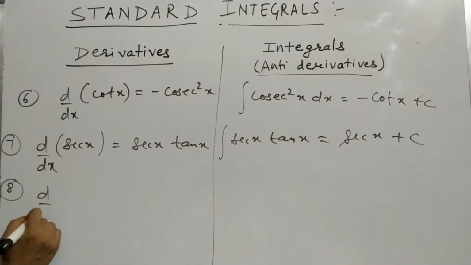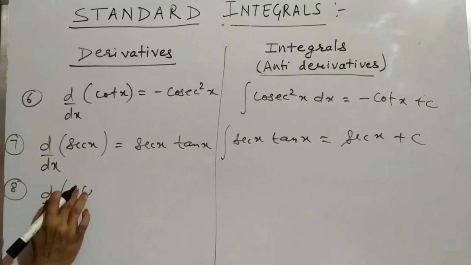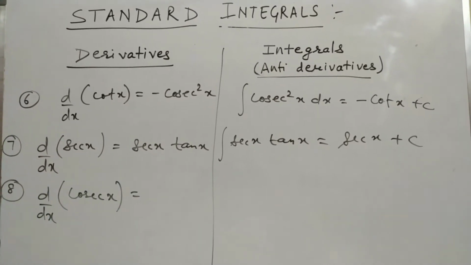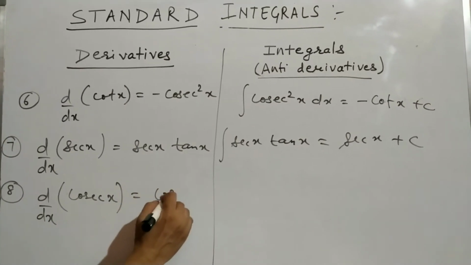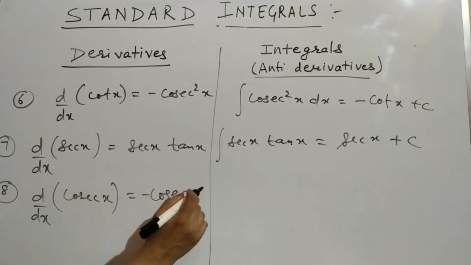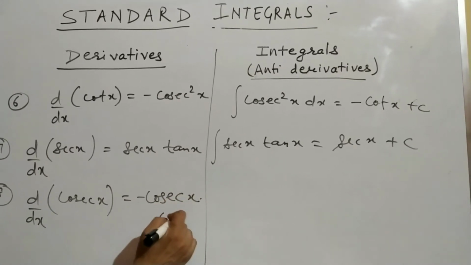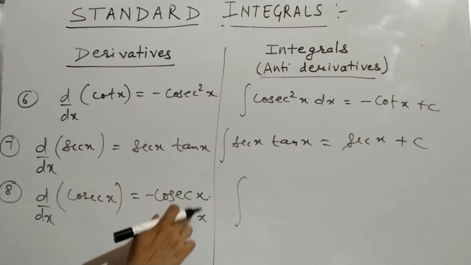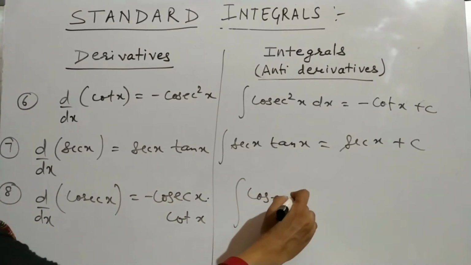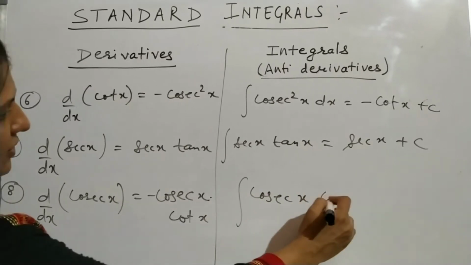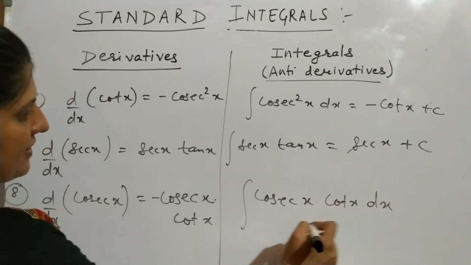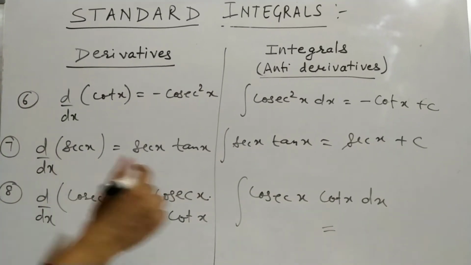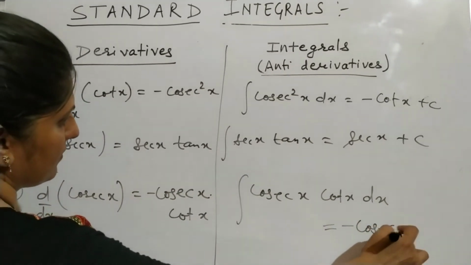In the same way, we know that the derivative of cosec x is equal to minus cosecant x into cot x. That implies the integration of cosecant x into cot x is equal to minus cosecant x plus c.